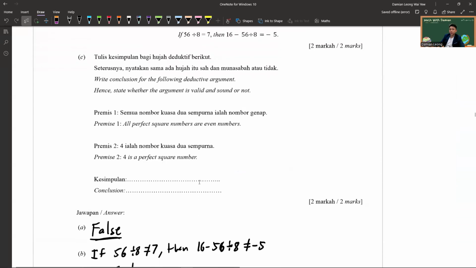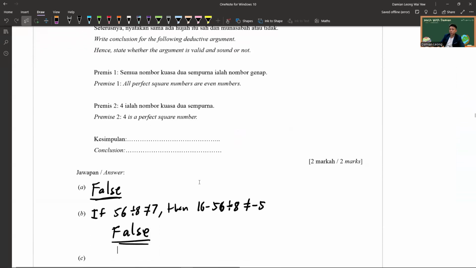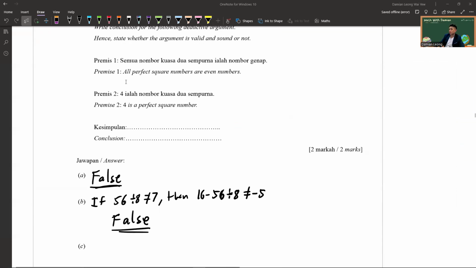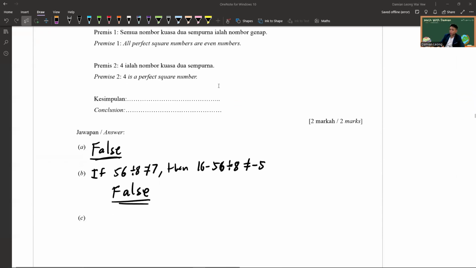Okay. Then for C, write the conclusion for the deductive argument, then state whether the argument is valid and sound or not. So premise 1, all perfect square numbers are even numbers. Premise 2, 4 is a perfect square number. Conclusion, 4 is an even number.